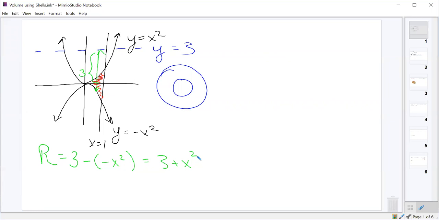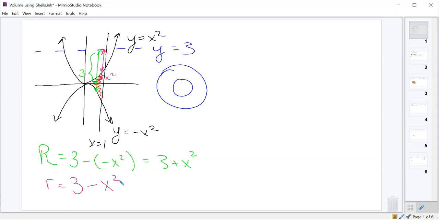And then what about the inner radius? The inner radius is going to go from here to here. What is that distance? That is 3 for the whole thing I did in green from the x-axis to y equals 3. And how much do we have to cut off from that? We have to cut off x squared. So this becomes 3 minus x squared. So our outer radius in this case is 3 plus x squared, and our inner radius is 3 minus x squared. Everybody okay with that?